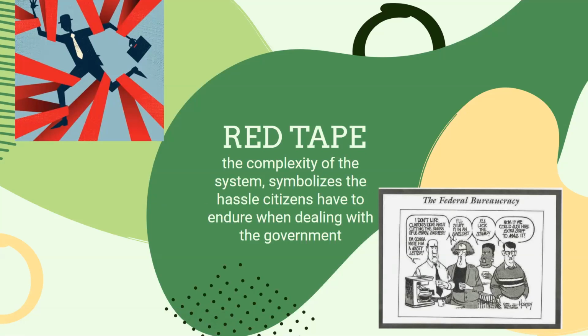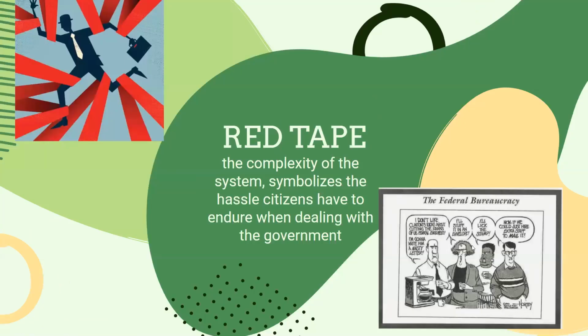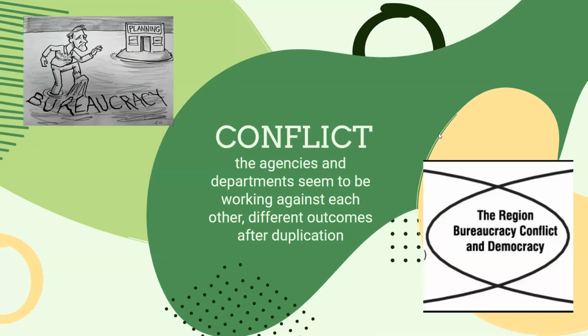So if you see here, there's a little comic and they're talking about mailing a letter to Clinton, and each of them do a little part of the job, and it needs a lot of people, and each of them has such a specific role that it's hard to keep track. So that's basically red tape, how complex the system is. And then we have conflict. It's when different agencies and departments seem to be working against each other. So when 2 agencies have a similar policy to make, they often make it different, so it conflicts with each other.